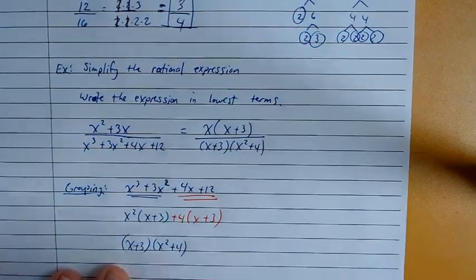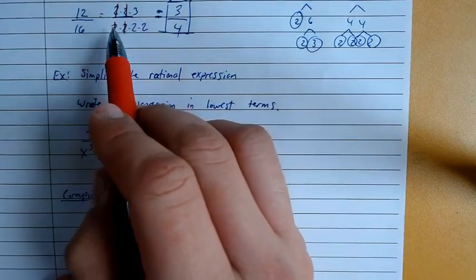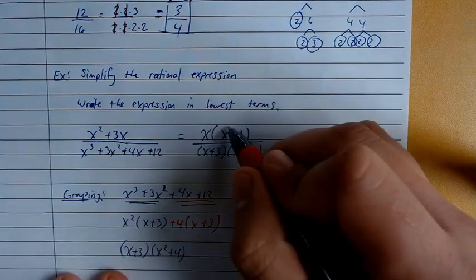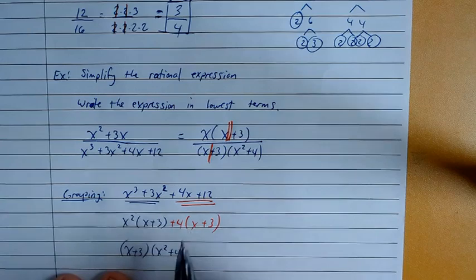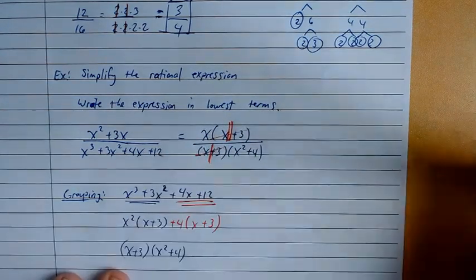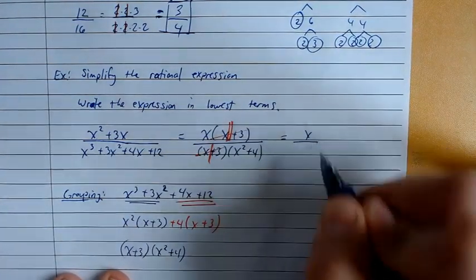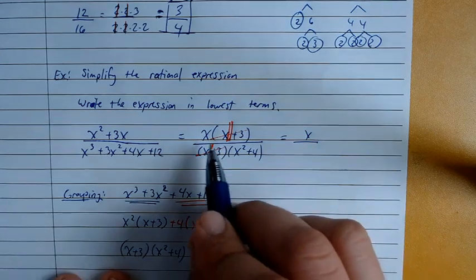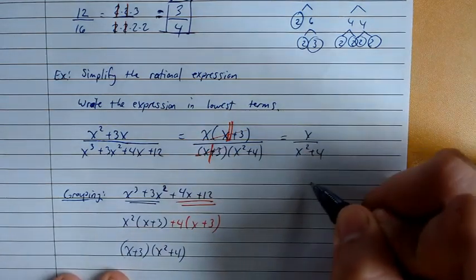But notice now that my numerator and my denominator have a common factor. Just like over here, 2 divides 2 to give me 1. Here, x plus 3 divides x plus 3, which gives me the number 1. Okay. And let me go and cross that like that. So here the numerator is 1 times x, which is just x. My denominator is 1 times x squared plus 4, which is x squared plus 4.